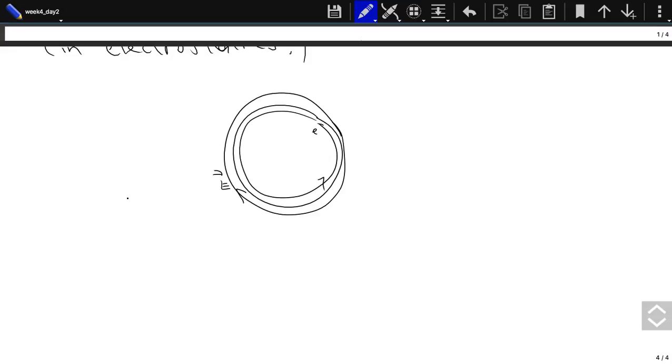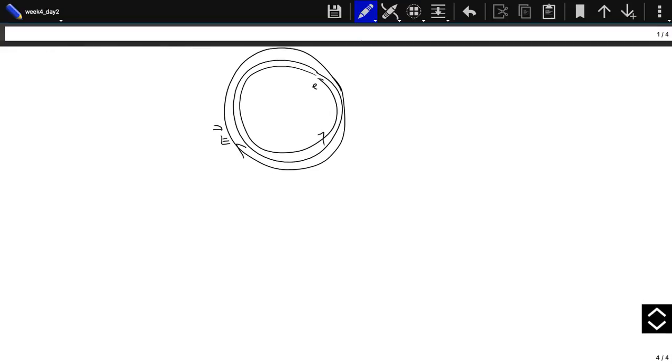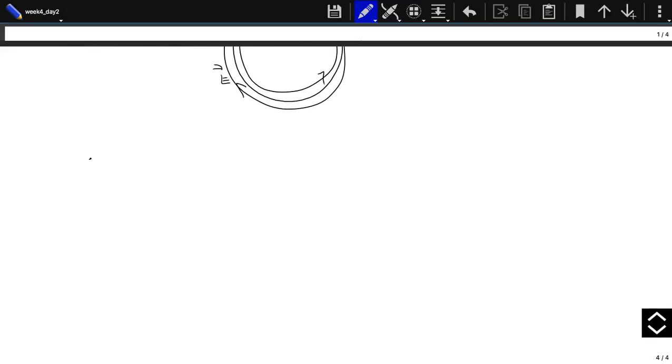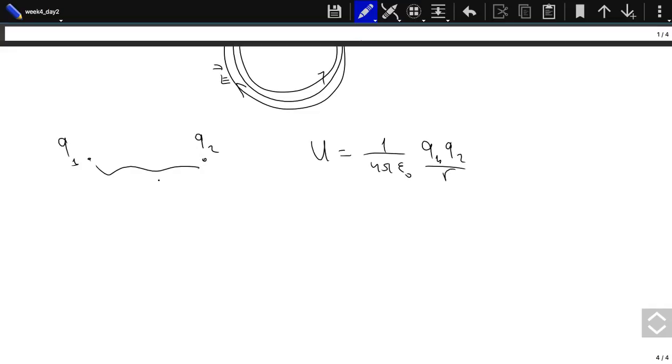Now let's look at these potential and potential energy concepts in a bit more detail. Let's just take two charges, Q1 and Q2. We had calculated the potential energy of this system, and we said that U is equal to 1 over 4 pi epsilon 0 Q1 times Q2 over R. R is this distance.